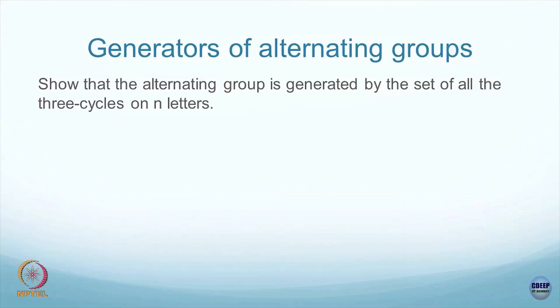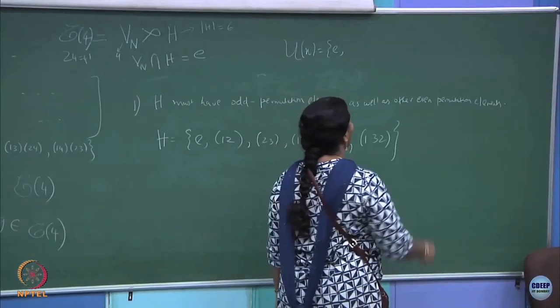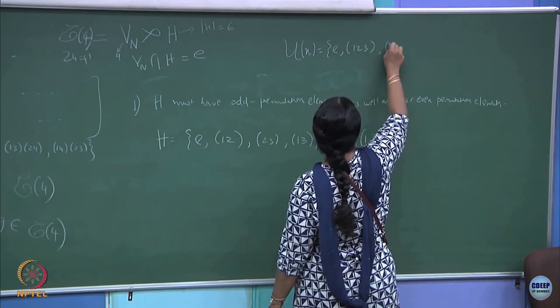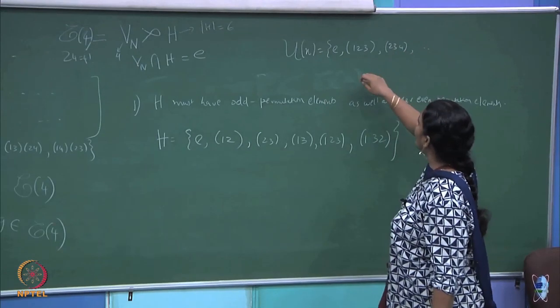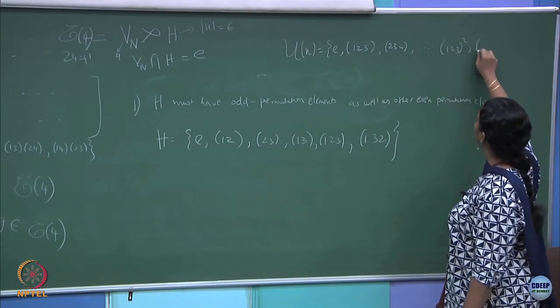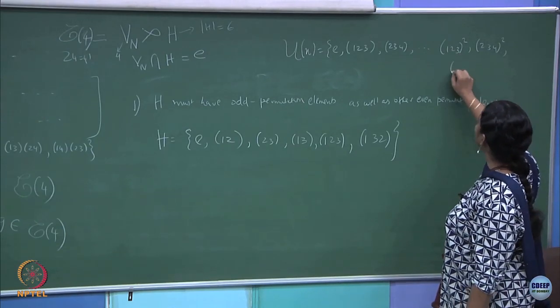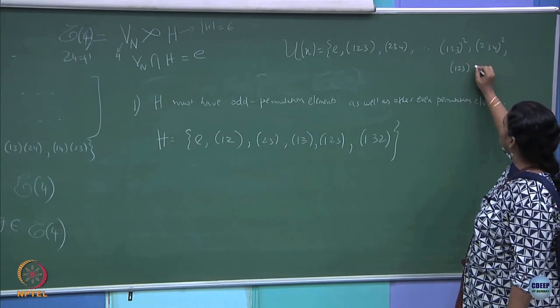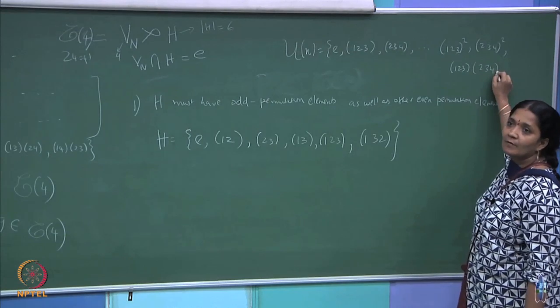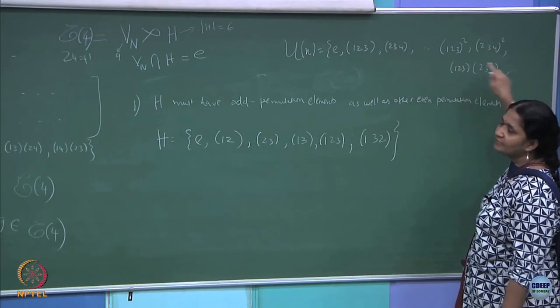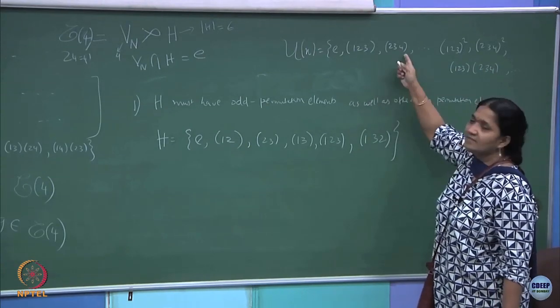So, the better thing to start with as the generator for an alternating group, the minimal one, is only a 3 cycle. Is that clear? So, your alternating group A_n will involve the identity and all possible 3 cycles, and then you will have powers of them, and then you can also multiply them. You can also have situations where you have (1 2 3) to some power with (2 3 4), and so on. So, this is the meaning of saying all possible 3 cycles are the generators.